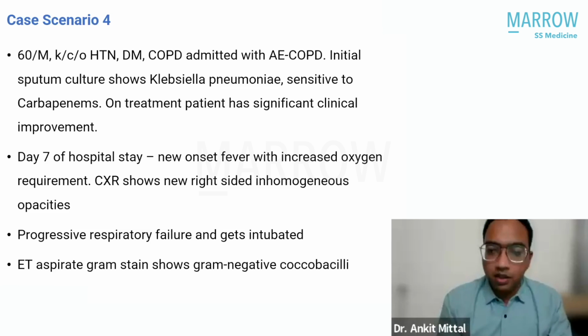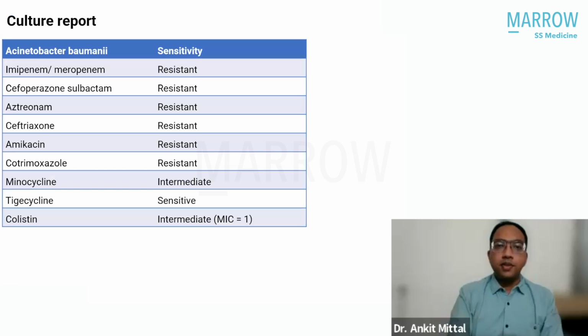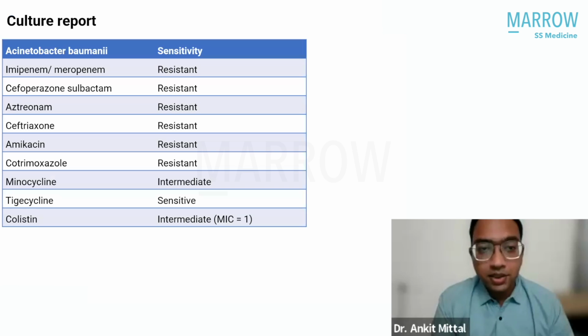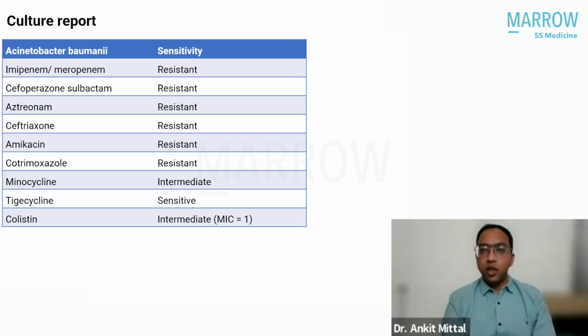It should ring Acinetobacter. So when we saw the culture report, it says there is Acinetobacter baumannii growing. It is resistant to cephalosporin and sulbactam, sensitive to tigecycline, the MIC is 0.5. Minocycline is intermediate, MIC is 8. And colistin is intermediate, MIC is 1.